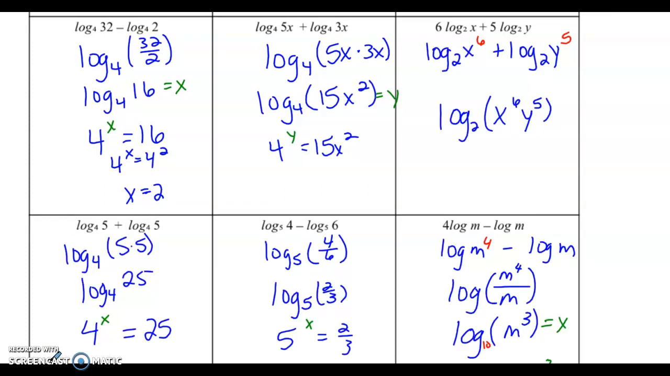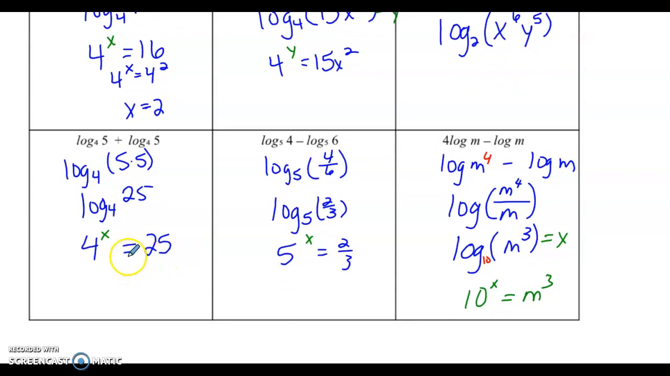Okay, for the sixth one here, we can condense it to be logarithm base 2 of x to the 6th, y to the 5th. In the last row, we've got logarithm base 4 of 25. We cannot evaluate that one yet. We haven't learned a technique. All right, the next one, logarithm base 5 of, make sure you simplify this, 2/3. And the last one, logarithm base 10 of m to the third. As far as we can get.